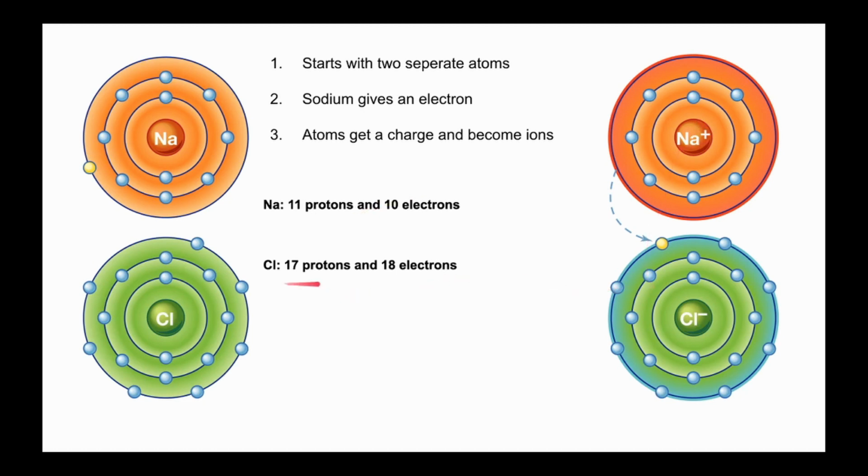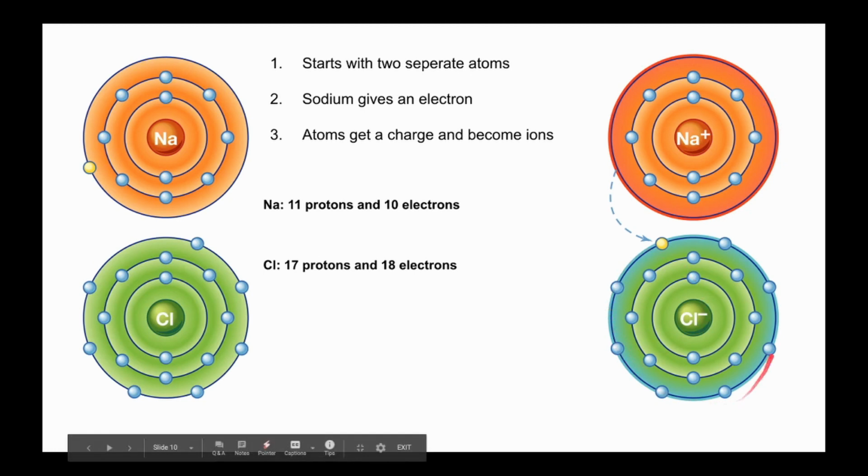And with chlorine, 17 protons, 18 electrons. Electrons are negatively charged, so it gets that minus charge, -1 charge. And then they become ions. This is a sodium ion. This is a chloride ion.